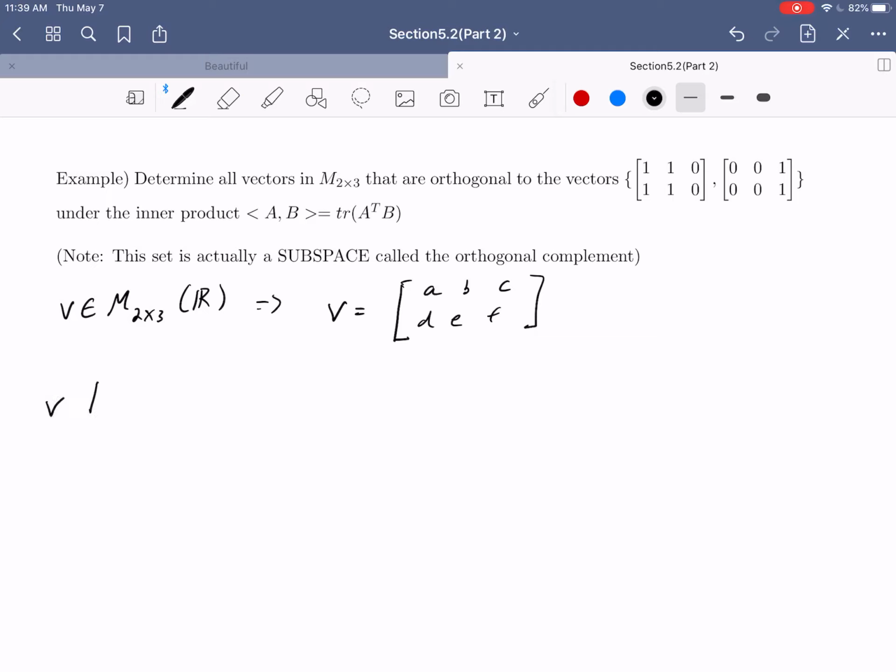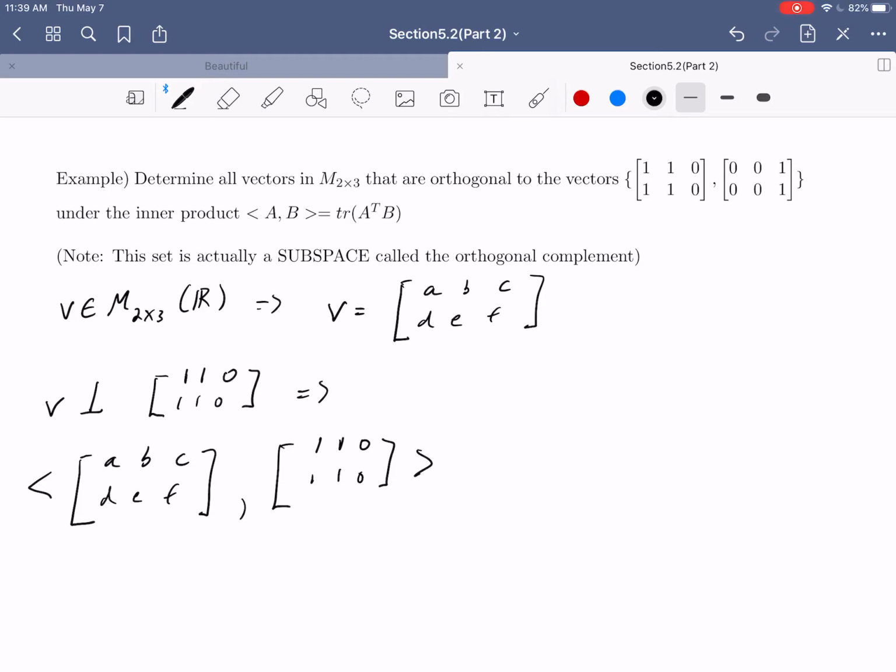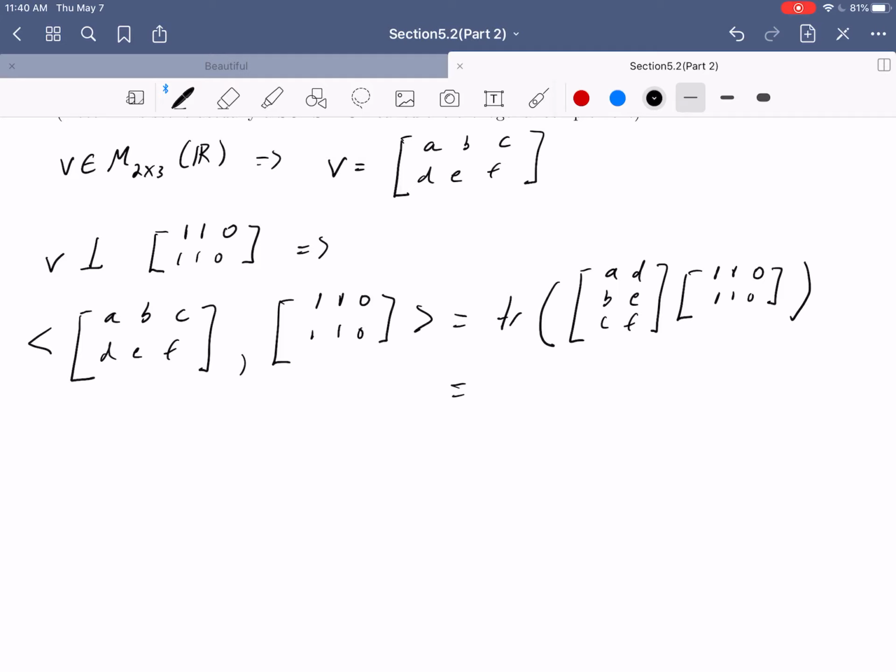If V is supposed to be orthogonal to [1, 1, 0; 1, 1, 0], that would imply that if we do the inner product of [A, B, C; D, E, F] with this one, then that would be the trace, and we would have to take the transpose of this one, and then multiply it with that [1, 1, 0; 1, 1, 0]. Then we'd start doing our matrix multiplication.